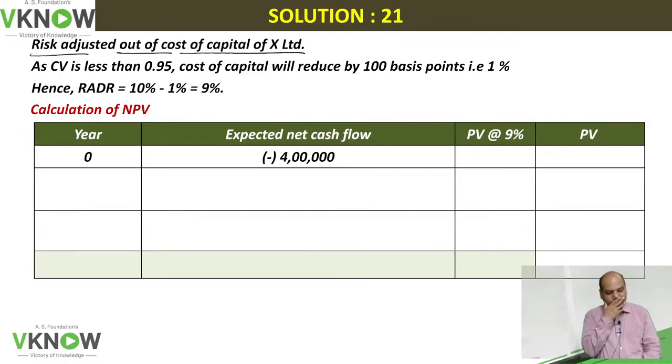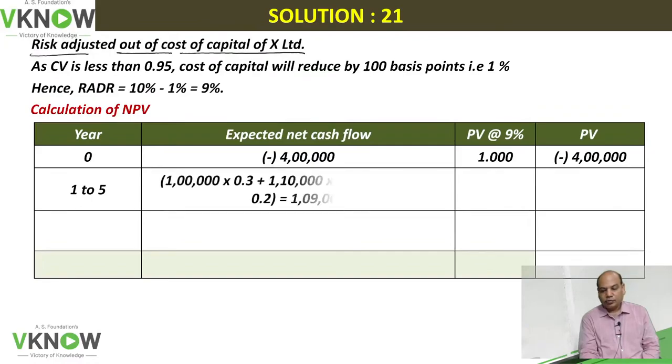Year 0, 4 lakh rupees, present value 4 lakh. Year 1 to 5, what will be my expected net cash flow? There are 3 possible cash flows: 1 lakh with 0.3 probability plus 1,10,000 into 0.5 probability plus 1,20,000 into 0.2 probability. So calculate and give me expected net cash flow. Expected net cash flow is 1,09,000.